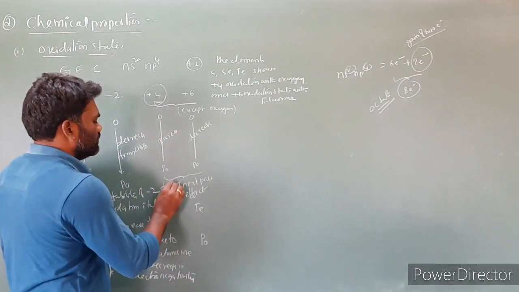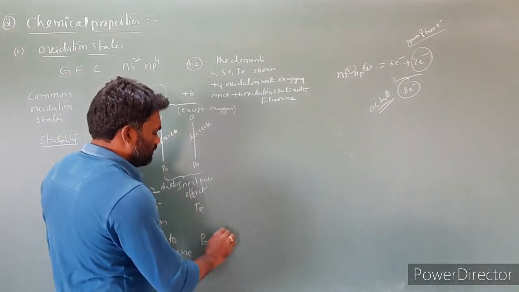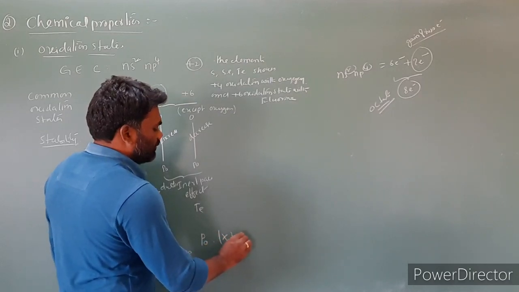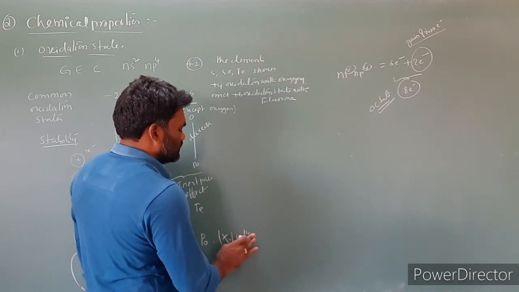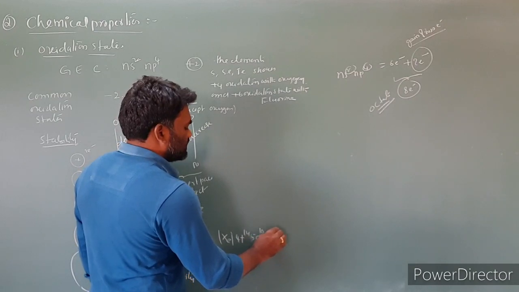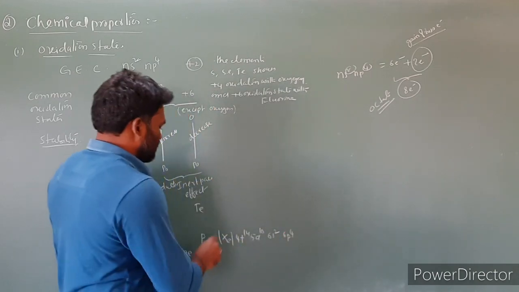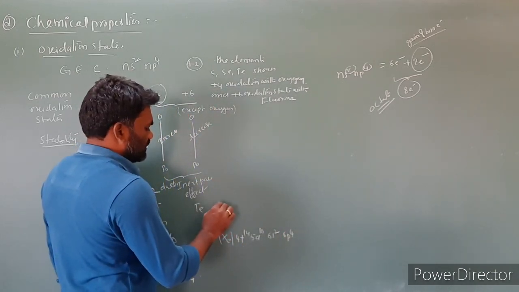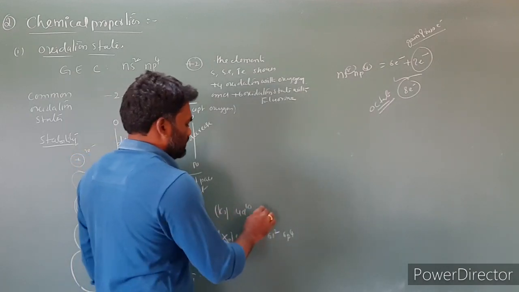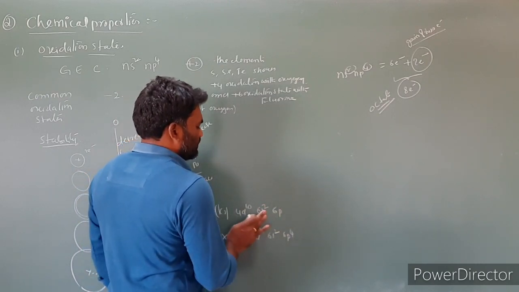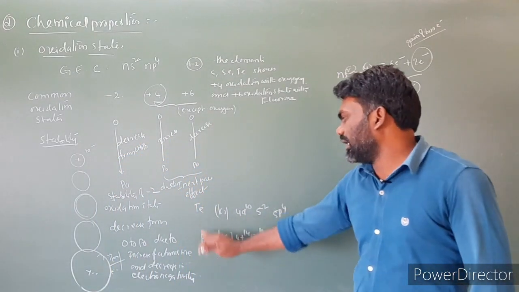This is due to the inert pair effect. So first I am writing the electron configuration of polonium: xenon 4f14 5d10 6s2 6p4. And for tellurium: krypton 4d10 5s2 5p4. So this is the electron configuration of tellurium and polonium that I wrote.